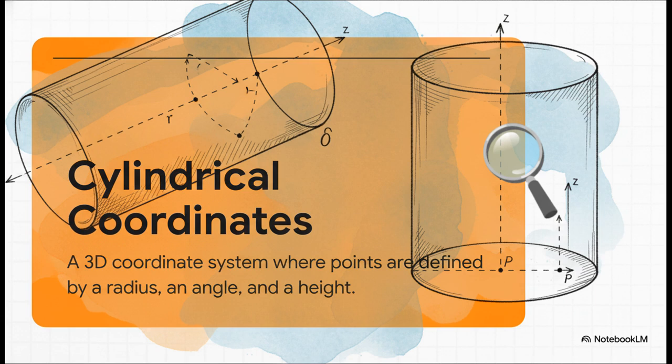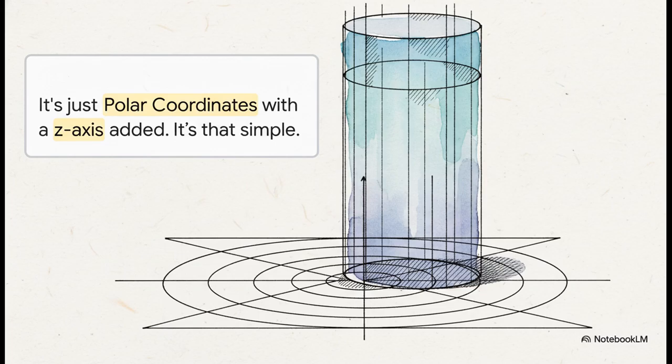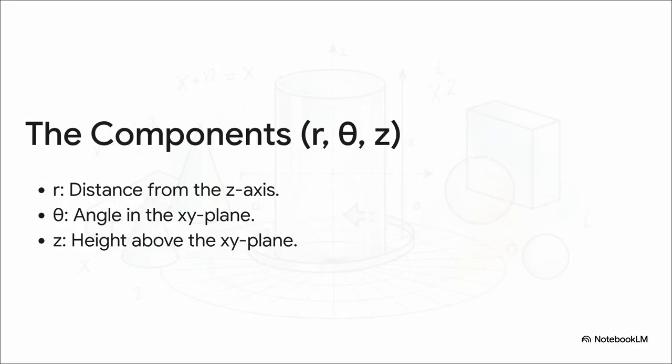So instead of finding a point by going some distance on x, then y, then z, we're going to find it in a totally new way. We'll think about its distance from the center, its angle of rotation, and then its height. It's a whole different map for 3D space. Now, if you're getting a little déjà vu, you are spot on. The best way to wrap your head around this is to realize it's just the 2D polar coordinate system that you already know and love, but we've just bolted on a z-axis for height. It's really that straightforward. So let's break down the three parts.